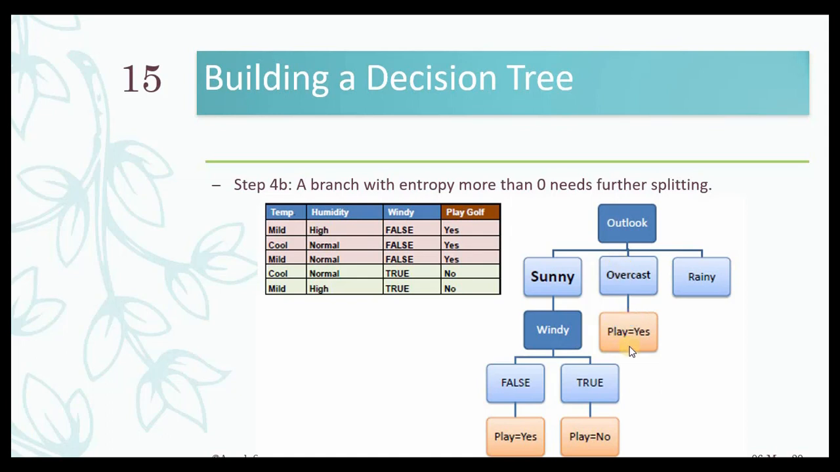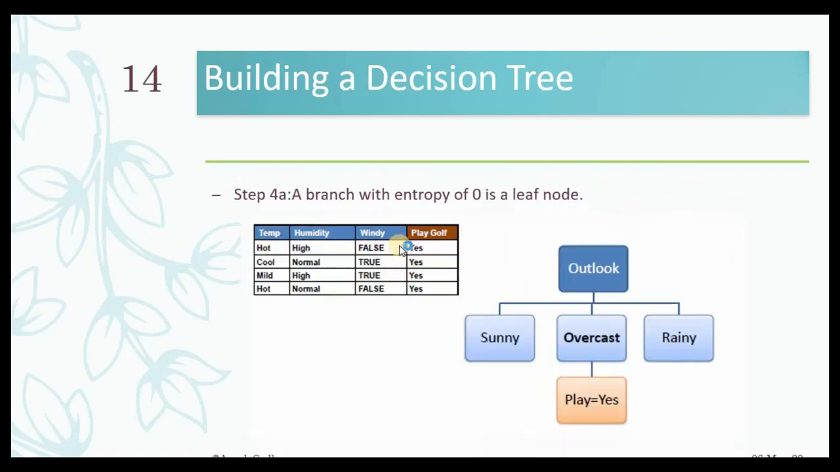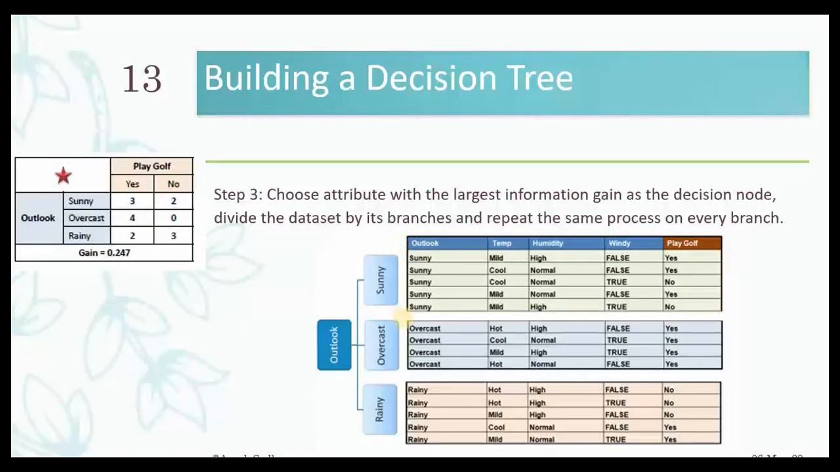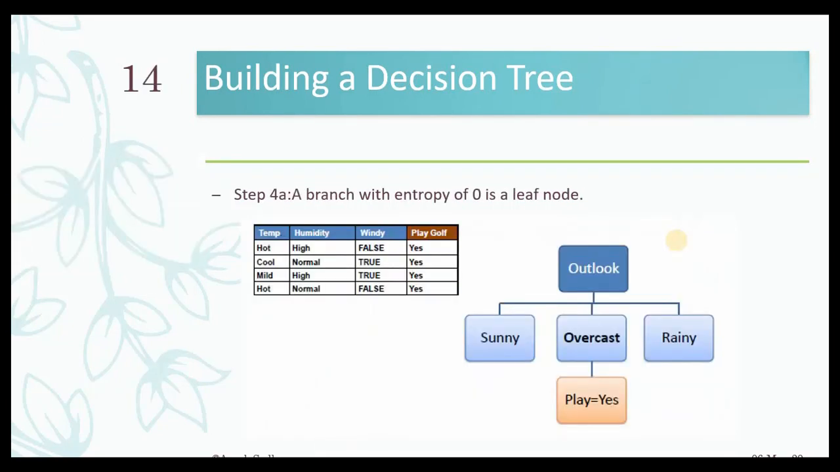So play equal to yes was a leaf node in case of overcast. Now if it was sunny, then you have a decision to make, because there are yes and no, both kinds of answers for playing golf. Now again you have to split.